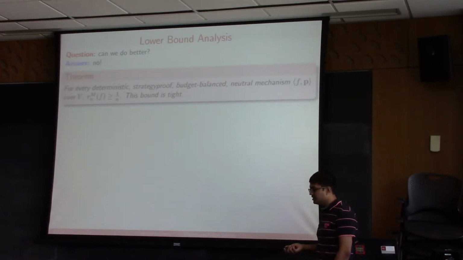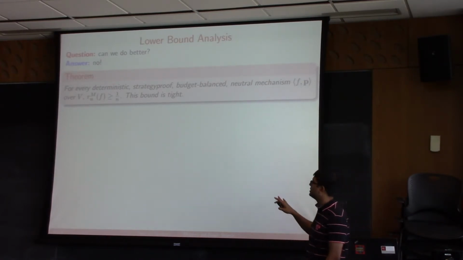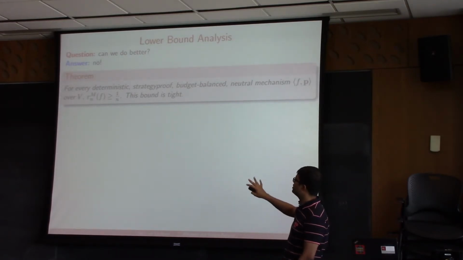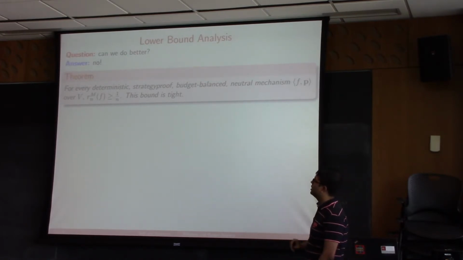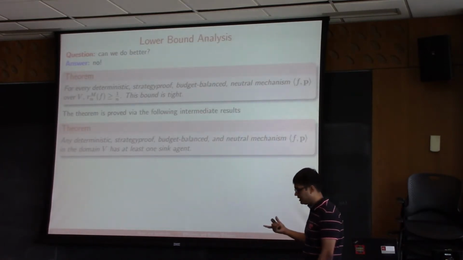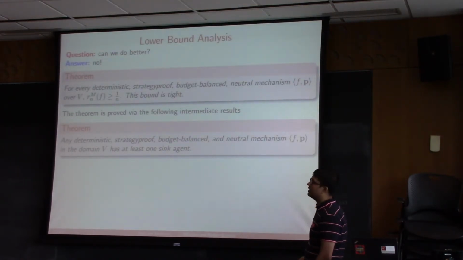Can we do better? And the answer is surprisingly no. And this is a very non-trivial result that takes care of every deterministic strategy-proof, budget balanced and neutral mechanism. And we show that the sample inefficiency would be lower bounded by 1 by n. So you cannot really do anything better than that sink mechanism that I talked about. And how do I prove it? It's in 2 steps. In the first stage, if you assume these properties, deterministic, strategy-proof, budget balanced, neutral, we show that there exists at least one sink agent.